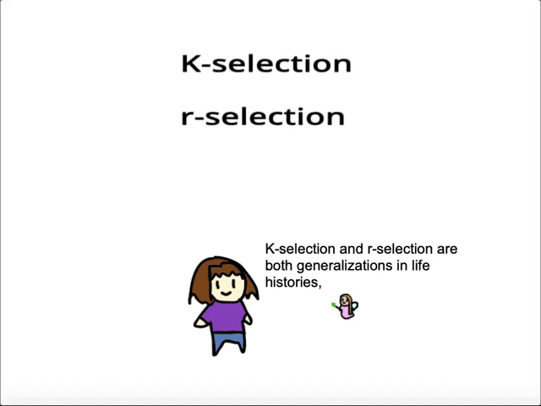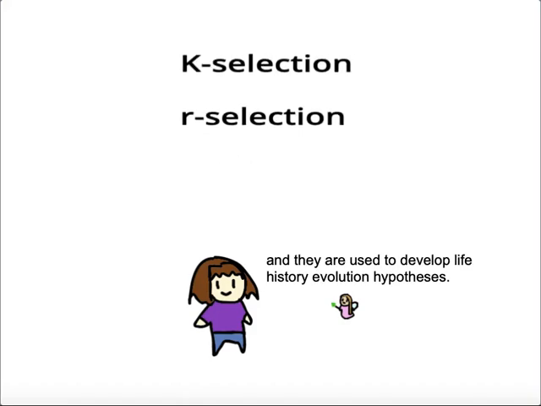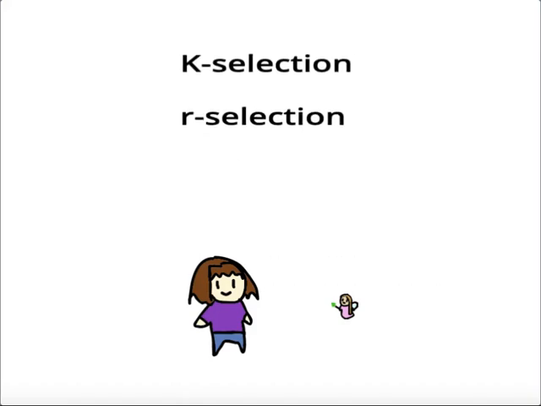K-selection and R-selection are both generalizations in life histories, and they are used to develop life history evolution hypotheses.